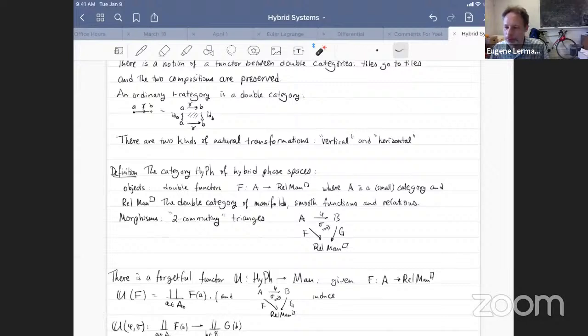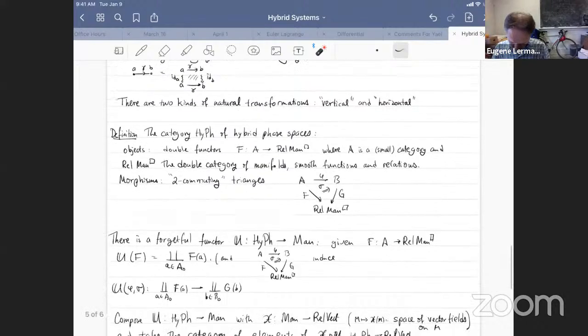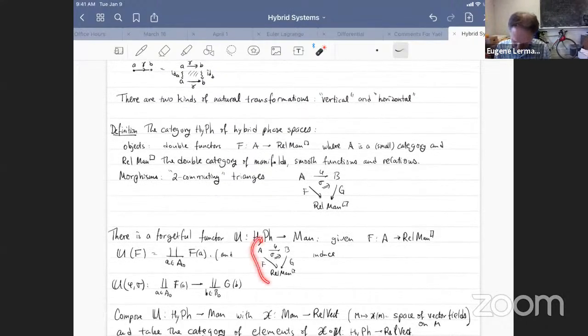Now, where are the dynamical systems? There is a forgetful functor from hybrid phase spaces to manifolds. So given one of these functors, the corresponding manifold is just the disjoint union of the manifolds you assign to vertices, or to the objects of your indexing category. And whenever you have this two commuting triangle, you get an induced map between the coproducts, just from the universal property of coproducts.